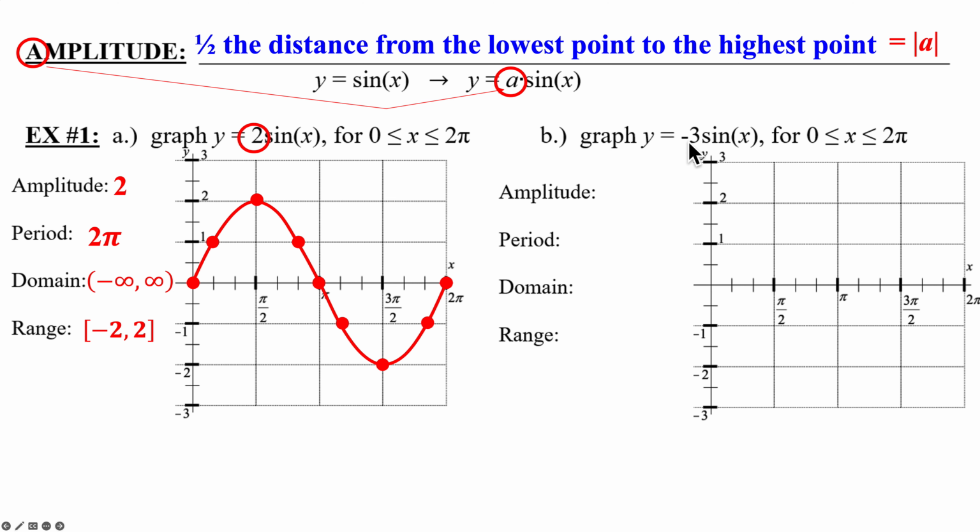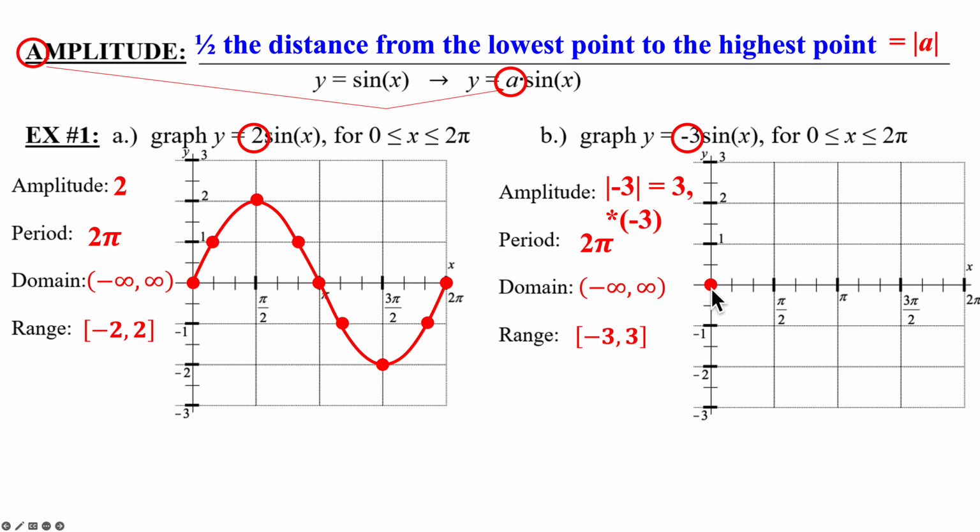Looking at b, y equals negative 3 sine of x. Okay, negative 3, that's my a value, but the amplitude is the absolute value of negative 3, that's 3. I want to remember that it was negative 3 because I'm going to multiply that to all my y coordinates like I multiplied by the 2. Period is still 2 pi, domain is still all real numbers. Range, well, we saw that if we multiplied by 2 to my negative 1 and 1, I'm going to multiply 3 to my negative 1, 1. So there's my range. Bracket negative 3, comma 3, bracket.